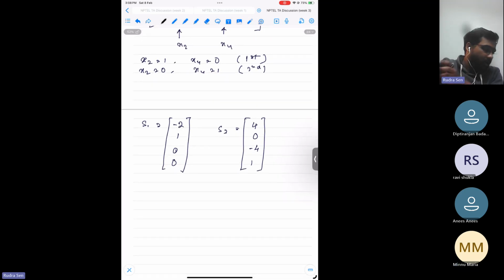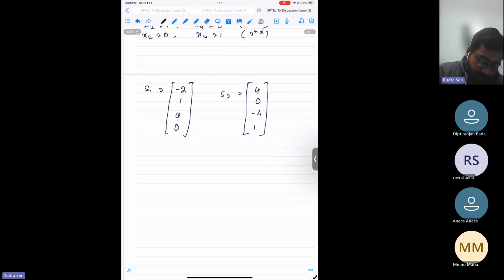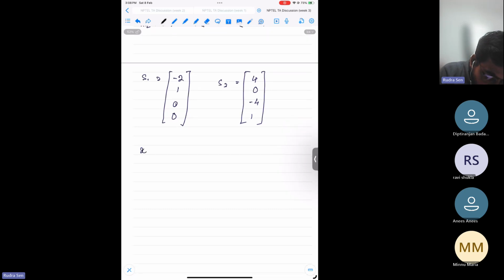Okay, you all get it? So therefore, my complete solution x equals xp, sorry. So what is the null space solution? That is xn equals alpha 1 s1 plus alpha 2 s2.